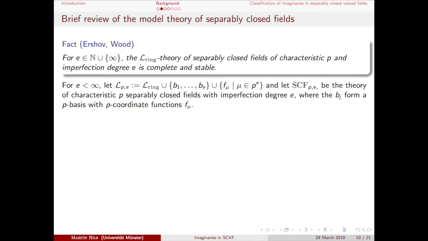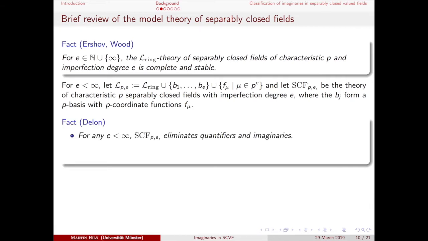So if e is finite, then you can form the following language, which is more natural. You add constants for a p-basis and the coordinate functions as function symbols with respect to these constants, and then you say this theory, SCF_{p,e}, will be the theory of characteristic p separably closed fields of degree of imperfection e, where the b_j form a p-basis and the f_mu do what they should do, so they give us the p-coordinates. Of course, note I added some structure to the field, because the p-bases are usually, or rather never, definable over the empty set. So I added something, but only constants to the language, because the f_mu are then definable. Okay.